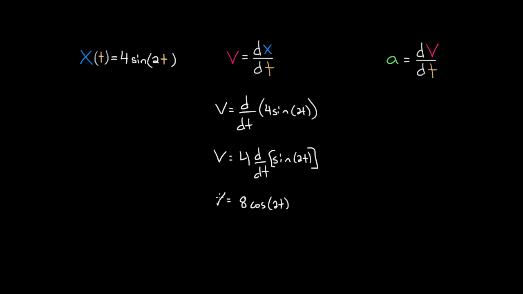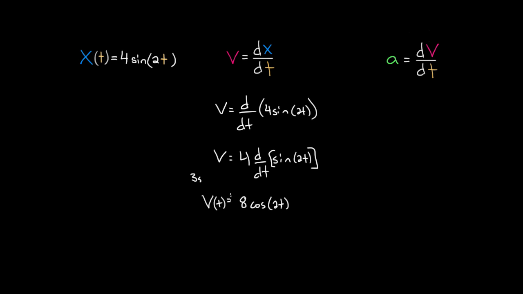Well, it means the velocity at any moment in time, just like those previous functions that I found. The velocity at any moment in time, t, is this. So if I wanted to know the velocity at, let's say, 3 seconds, I would plug in 3 seconds for time here. I'd evaluate this function. I'd take 8 times cosine of 6, because 2 times 3 is 6. And whatever that comes out to be, that would be the velocity at that moment.